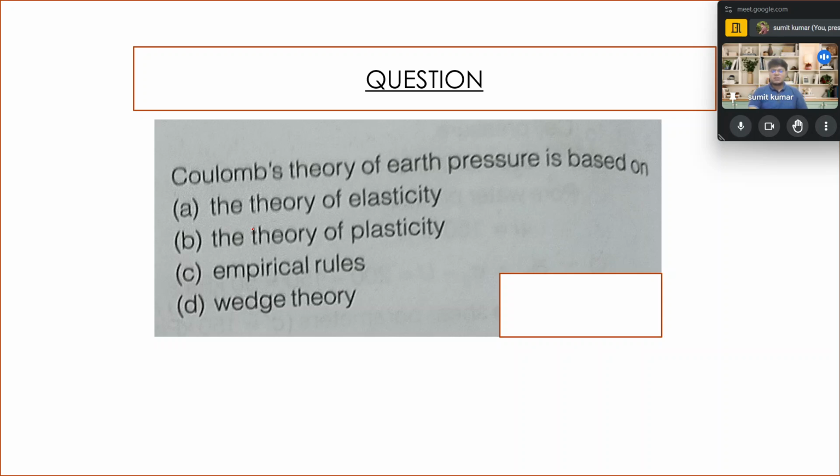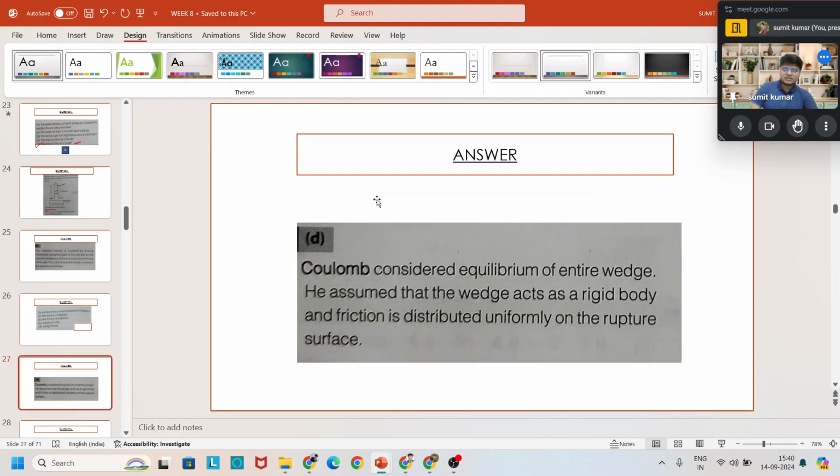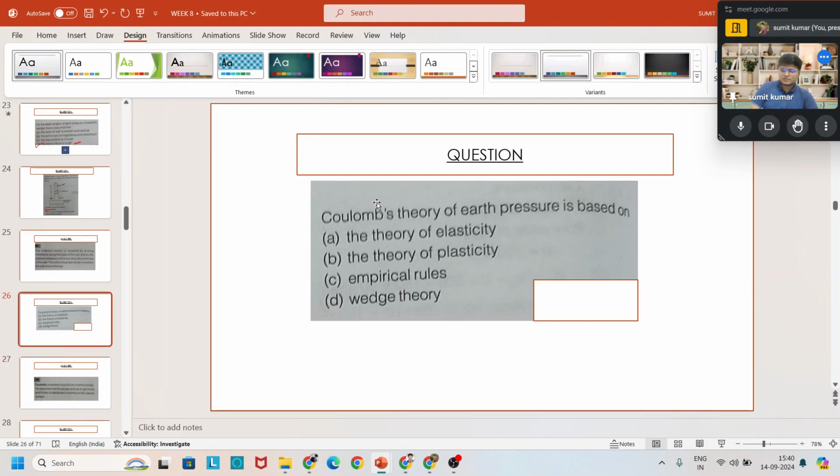Now we are moving to our next problem, which states that Coulomb's theory of earth pressure is based on, so there is the theory of elasticity, there is the theory of plasticity. So we are going to discuss those things over here.